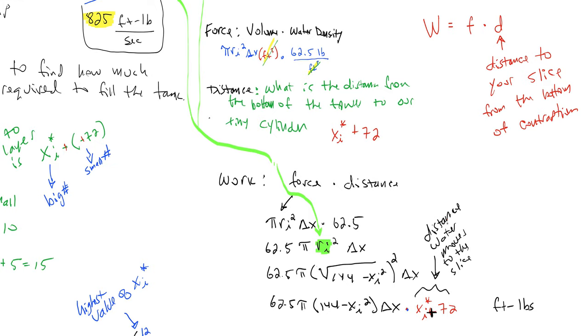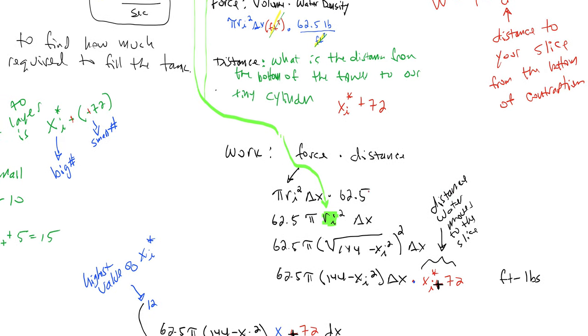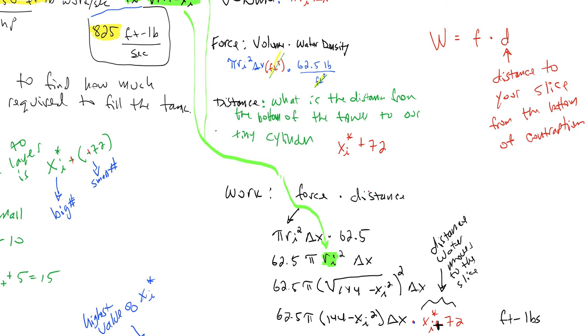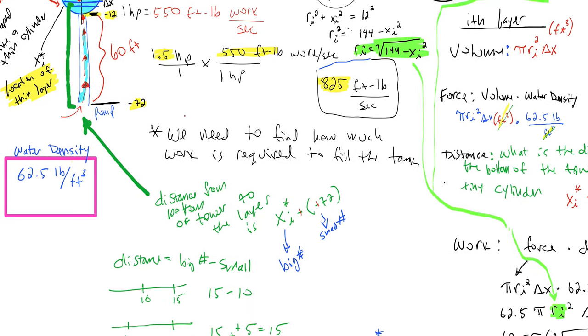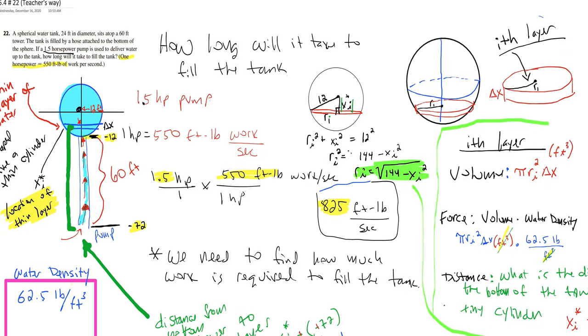This distance, xi, is the distance of your slice. So when you establish your xi, that is where your slice is located. Positive xi. Now, your boundaries are where you want to start adding up all your slices, starting here and adding up to there. We want to add up from negative 12 to positive 12. We're not trying to fill up the hose, from the bottom of the hose all the way up. We just want to know how much work is required to get the water pumped from here to here.